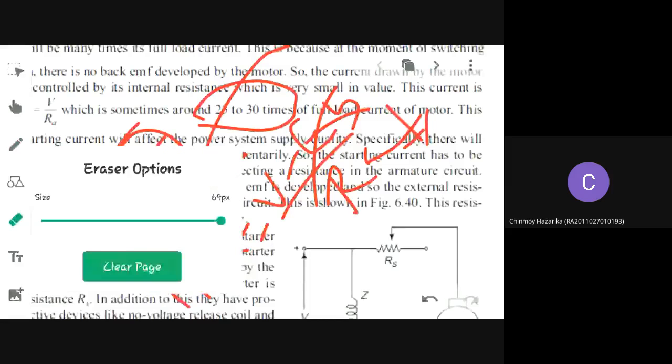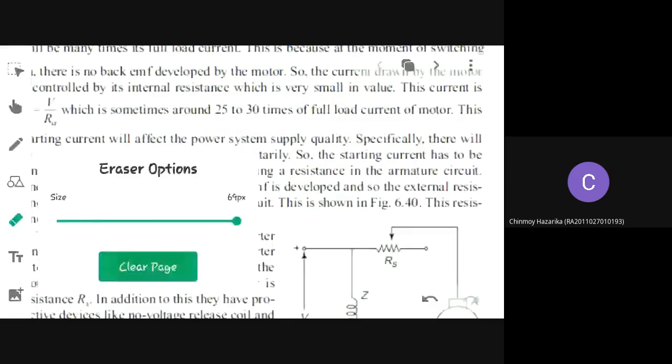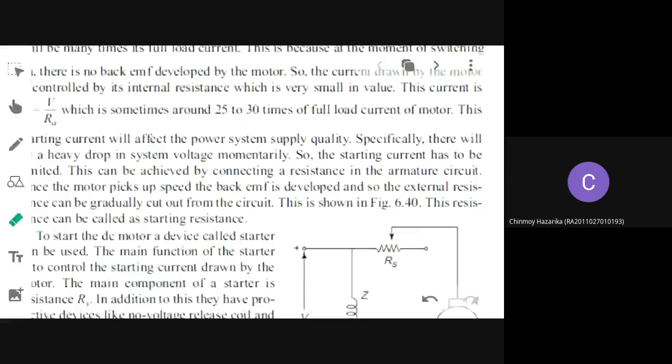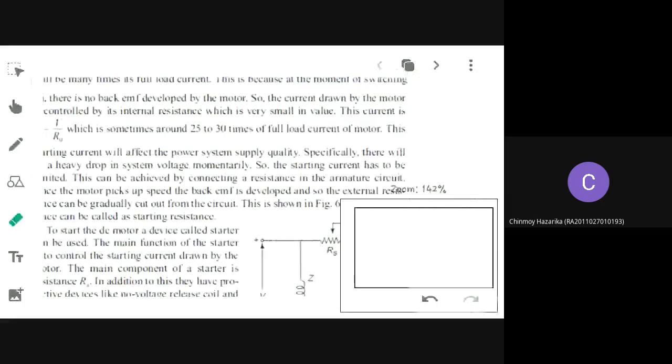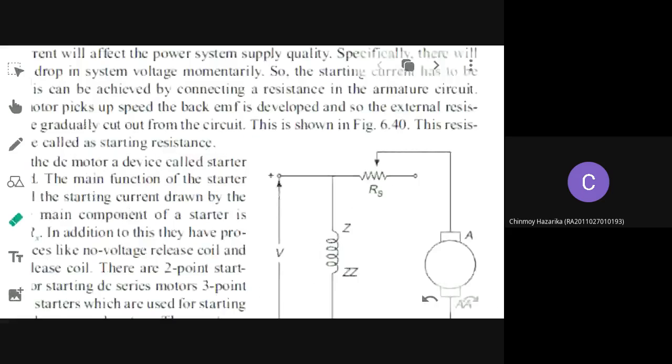What will happen to the motor? Ma'am, the motor has copper windings only. If this much current is allowed to flow into the winding, what will happen to the winding? Yes, the winding and all will burn. So the motor will get damaged. All this will happen if you try to connect the motor directly to the supply.